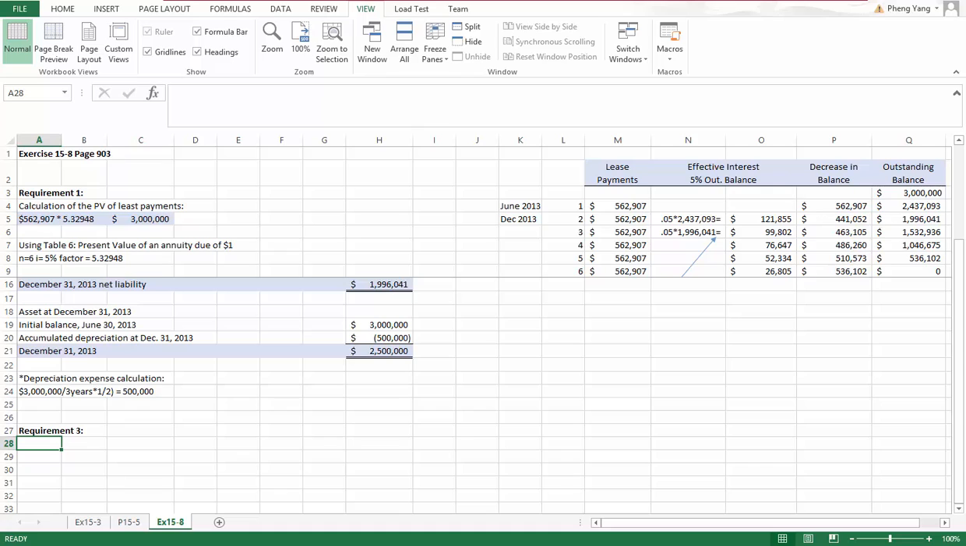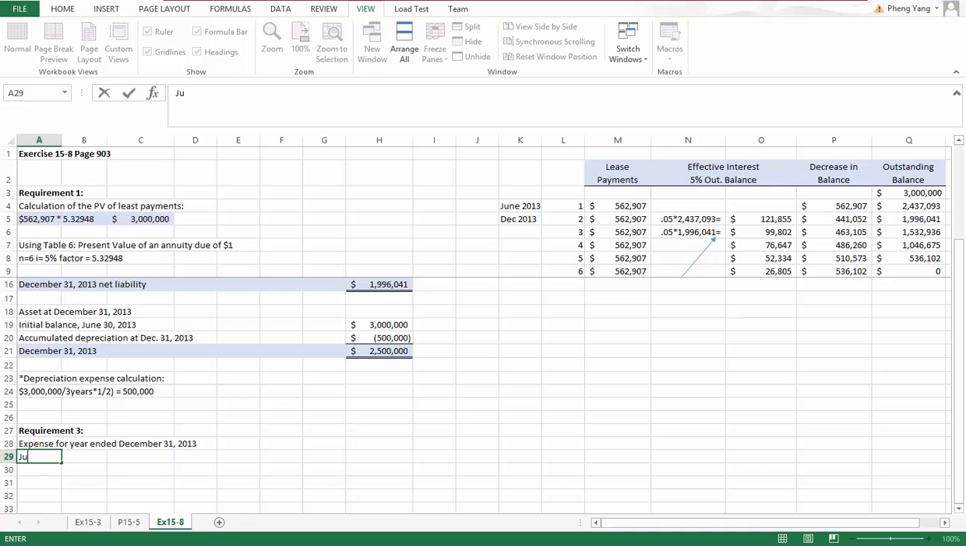All right, requirement 3, what pre-tax amounts related to the lease would Georgia Atlantic report in its income statement for the year ended December 31st, 2013? Like once again in problem 15-5, we did this as well. So we're going to calculate the expense for year ended December 31st, 2013, and list the interest expense that we paid along with accruing for depreciation expense.